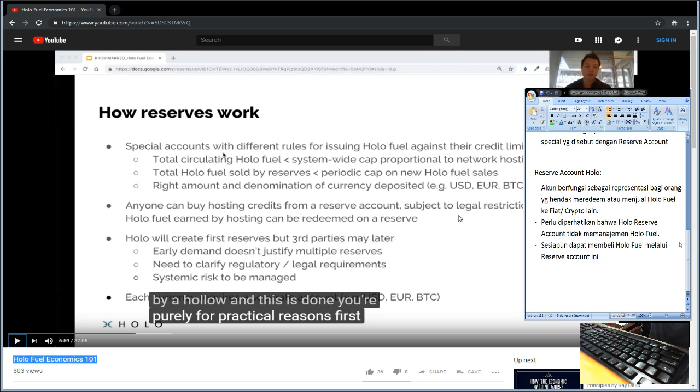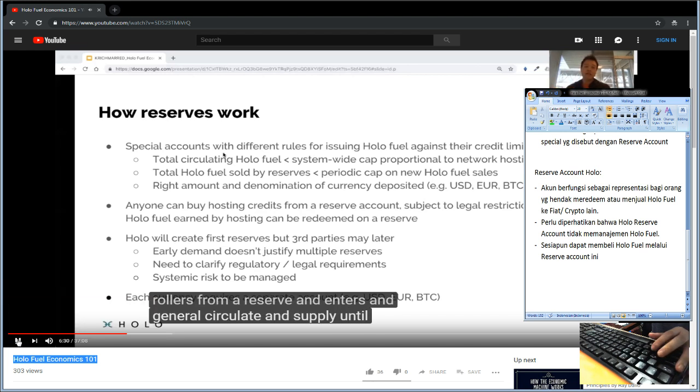Anyone can buy subject to legal registration, but only Holo Fuel earned by hosting can be redeemed on a reserve. Holo Fuel will create the first reserve, but third parties may later. Early demand doesn't justify motivasi.